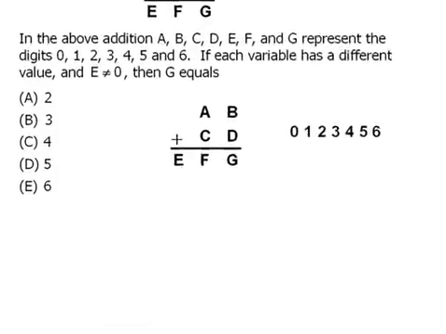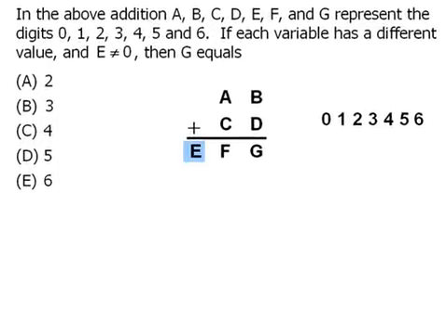Alright, let's begin by finding the value of e. Since e does not equal 0, we know that e must equal 1. We know this because the sum of any two two-digit numbers can never be greater than 200. Now we'll find the value of f.